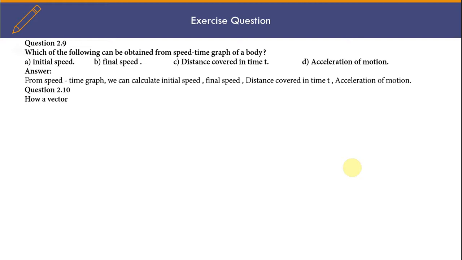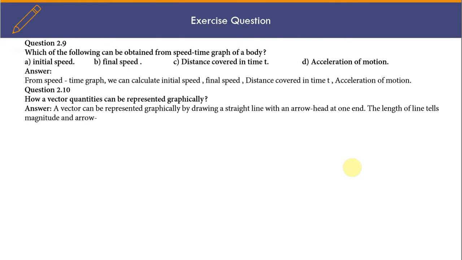Question 2.10: How can vector quantities be represented graphically? A vector can be represented graphically by drawing a straight line with an arrowhead at one end. The length of the line tells us the magnitude and the arrowhead tells the direction of a particular vector.